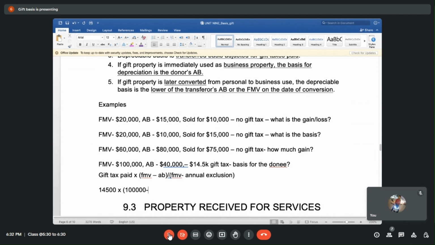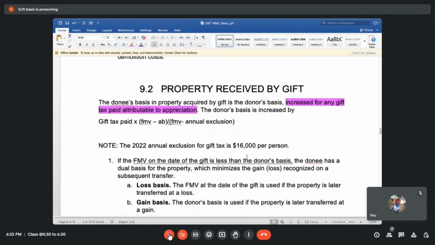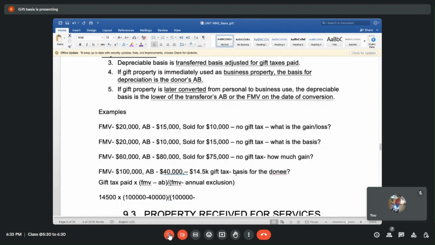Minus this basis is 40,000. What is the 60,000? Divided by, we have to see what is the appreciation. This is the appreciation because fair market value has gone higher from the basis. How much of that gift tax is attributable to the appreciation? So we will divide it by, again, fair market value. But there is an annual exclusion. This amount is completely free of tax. So the annual exclusion amount reduces the fair market value.